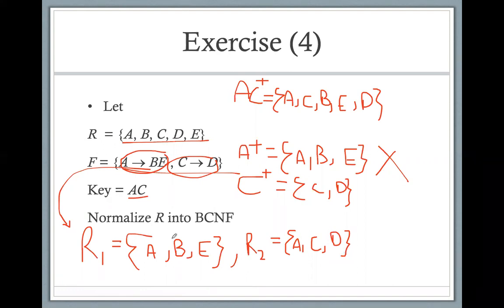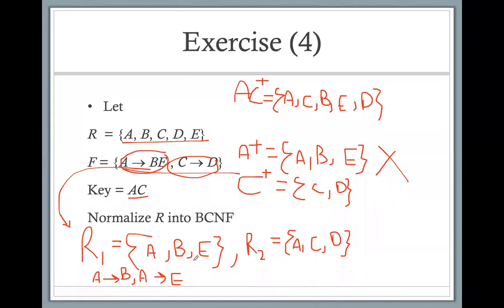How do I know this? I project the set of attributes, the set of functional dependencies on R1 and R2 and see if they have any violation of BCNF. So if I project F on R1, I get A determines B, or I can say A determines B from the decomposition, A determines E. How do I know this? From the closure of A. I know the closure of A is A, B, E, and so the relevant ones are A determines B and A determines E.